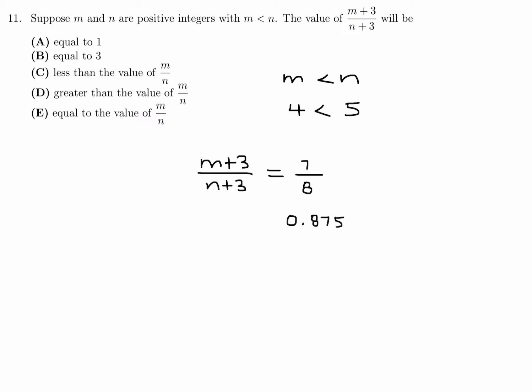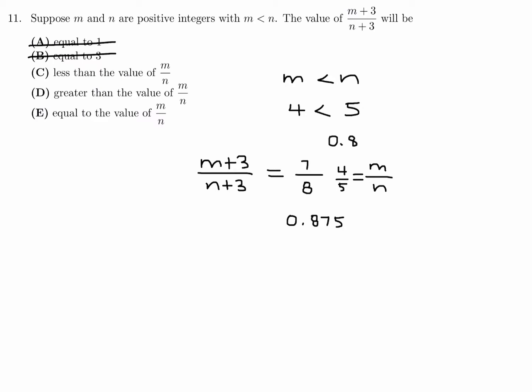Now, let's look at the answer choices. Is it equal to 1? Well, no. Is it equal to 3? No. And then the other three, they're all comparing it to m over n. Well, m over n is equivalent, in my example, to 4 over 5. And 4 over 5 is the same as 0.8.